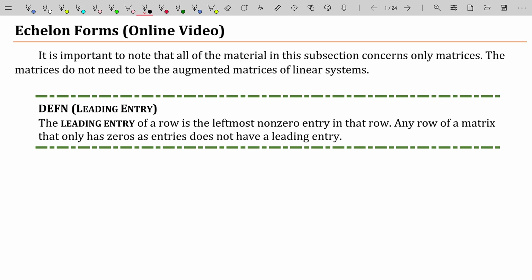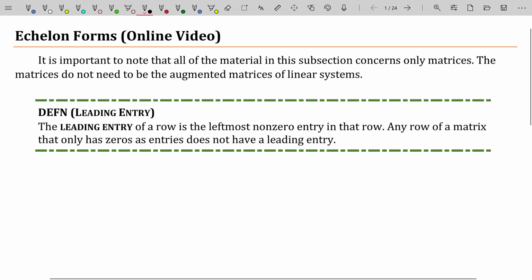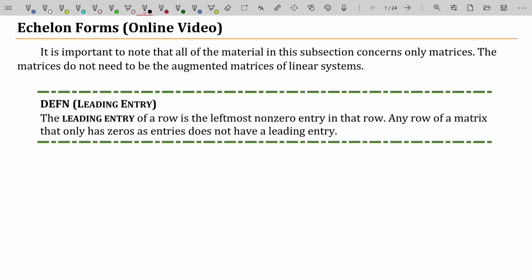Well, as I've written here, it's important to note that all the material in this subsection concerns only matrices. The matrices do not actually need to be the augmented matrices of linear systems. Whenever I say an augmented matrix, it is assumed that that is for a linear system. So if I just say these don't have to be concerned with augmented matrices, you can then assume I mean that there is some type of linear system in the background for that. But anyhow, the conversation in this video is not really concerned with augmented matrices. Of course, it applies to augmented matrices, but it also applies to just matrices in general.